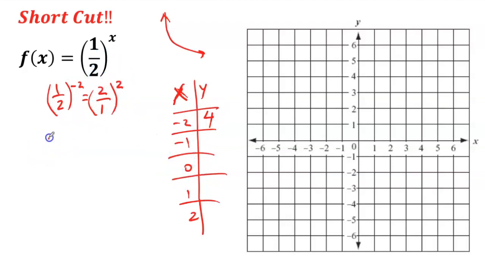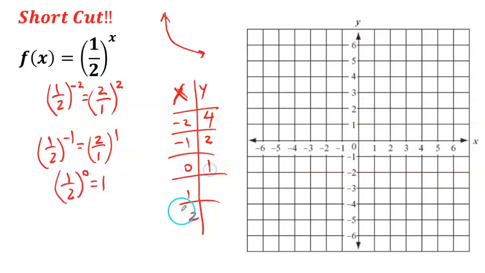Let's do it again. 1/2 to a -1. Flip the fraction on the inside, and instead of the negative, it's positive. 2 over 1 is 2, to the first power is 2. Anything to the 0 power is 1. 1/2 to the first power, 1/2. 1/2 to the second power: 1 squared is 1, 2 squared is 4.